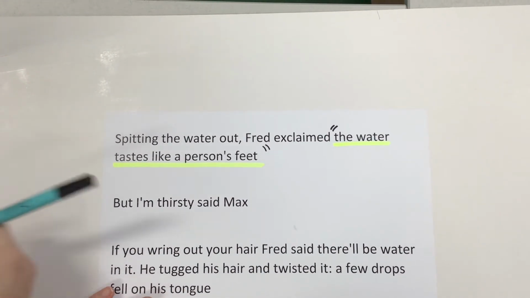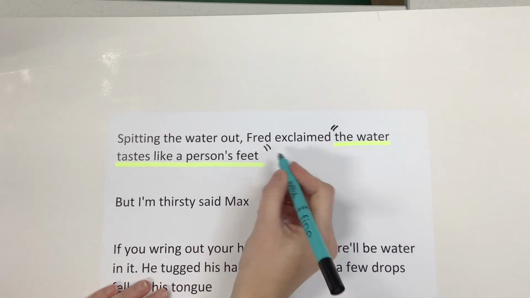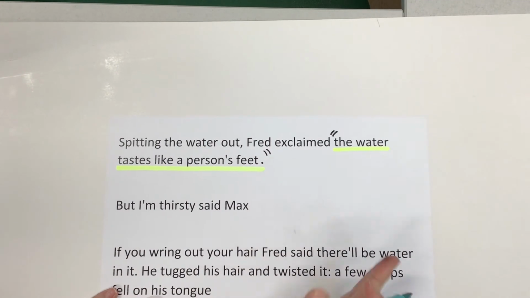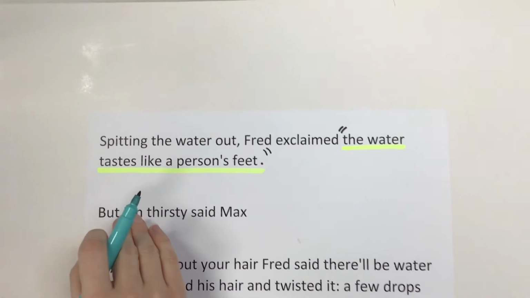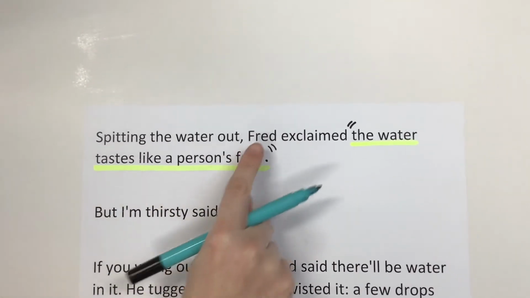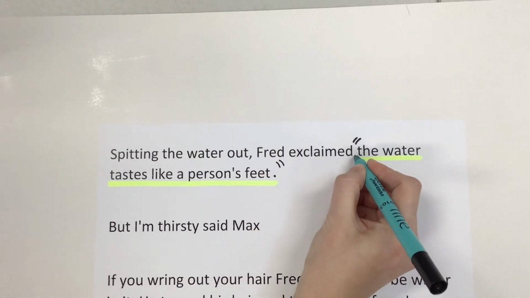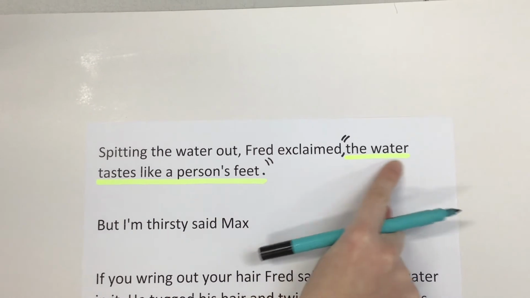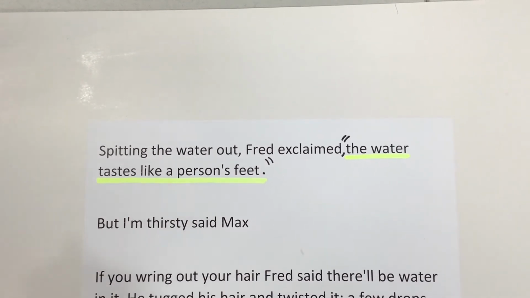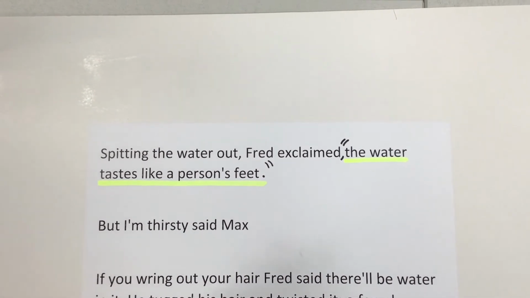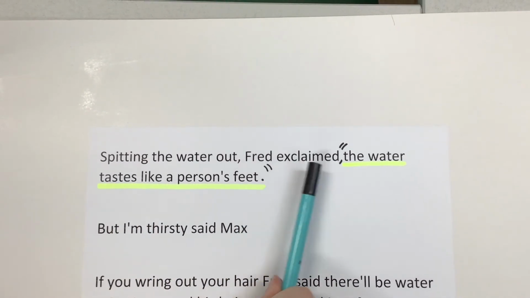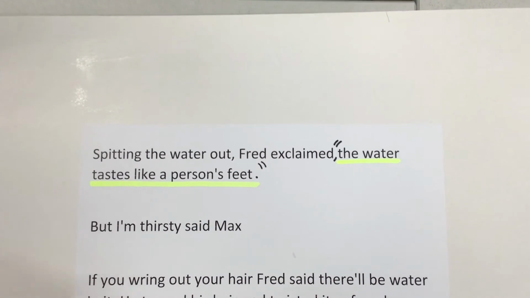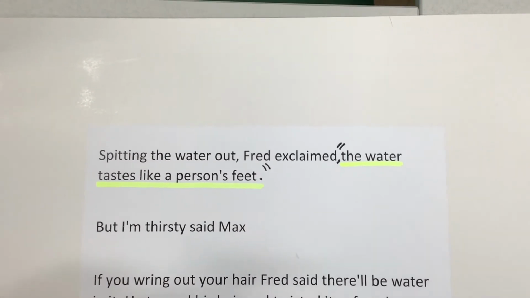However, we need to put in our punctuation in the sentence. So at the end of the sentence, our punctuation is a full stop. Remember, the punctuation always goes inside the inverted commas if it's at the end of the sentence. Fred exclaimed, you need a comma after that to show the separation of what he exclaimed and then what he said. So that's the inverted commas for our first sentence. So, spitting the water out, Fred exclaimed, the water tastes like a person's feet. Is there any capital letters I need to do there, Miss Miskin?